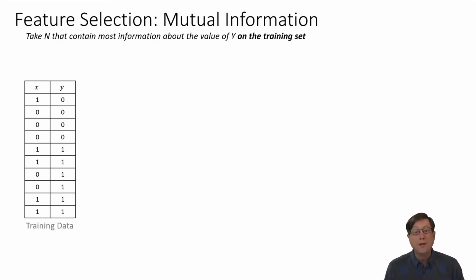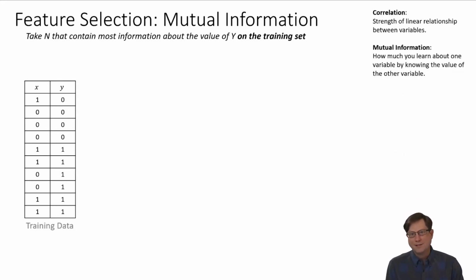Okay, but another thing you could do is actually look at how important a particular feature is to the value of y, and take the n features that contain the most information about the value of y in the training set. Everything you select is based on what you see in the training set.